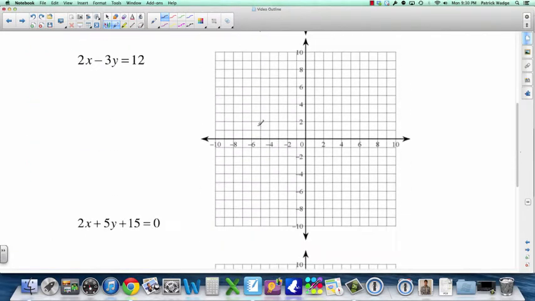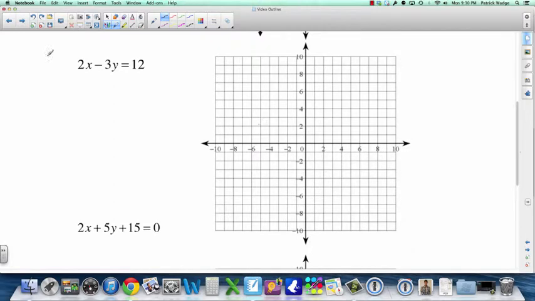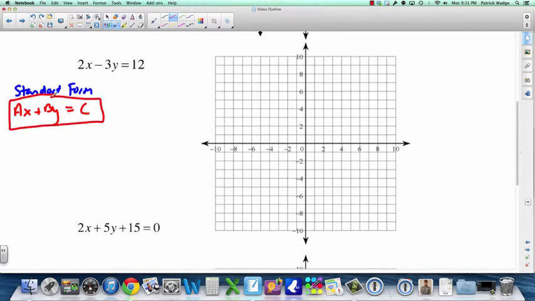Okay, next one, 2x minus 3y equals 12. Alright, we did this type last year. This is the second type we learned about last year. This is called standard form. And with standard form, the way that looks is ax plus by equals c. And what you should remember about this, or I'll remind you about, is the a must be positive.